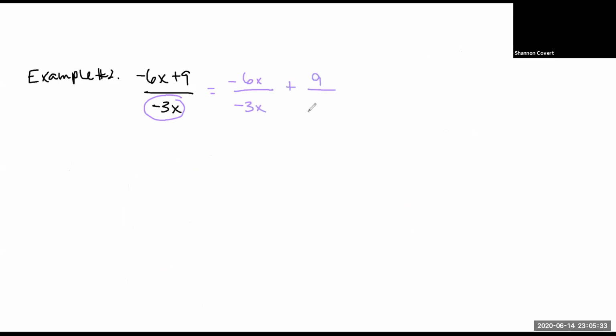Example number 2. This is an example of being able to do simple polynomial division because I have a monomial here in my denominator. So I will rewrite this fraction as each term separately. Negative 6x minus 3x plus 9 over negative 3x. And then I'm going to reduce. The x's go. Negative 3 goes into 6 2 times. This leaves me with 2 here. Negative 3 goes into 9, negative 3 times. So this leaves me with minus 3 over x.